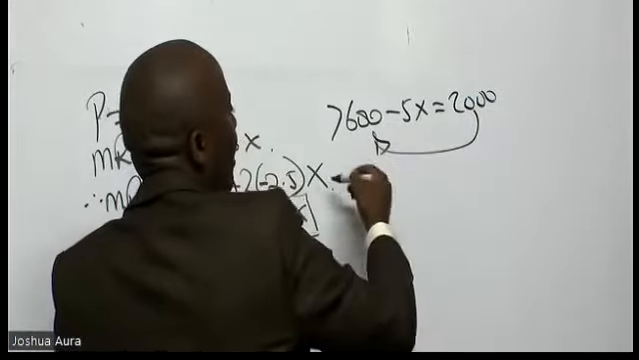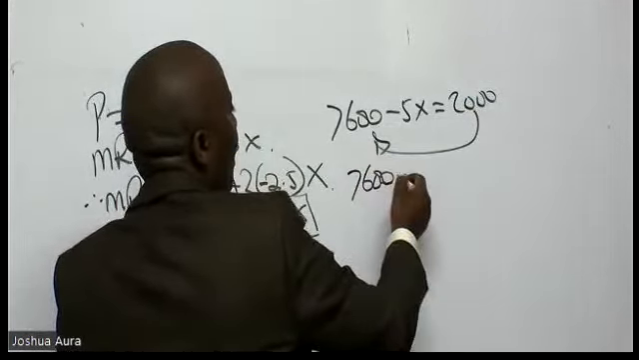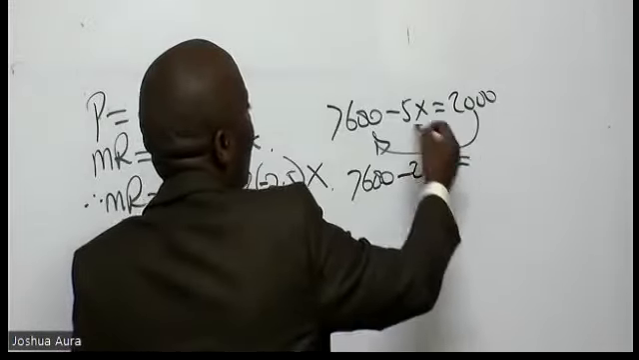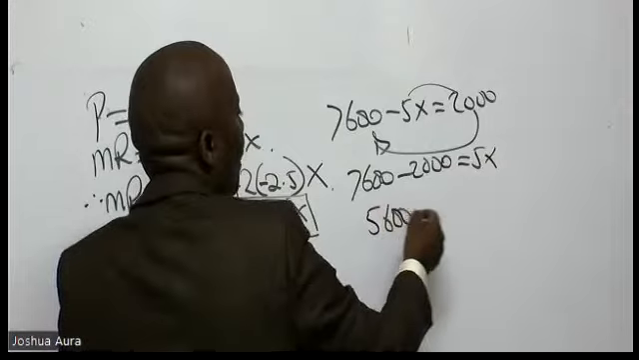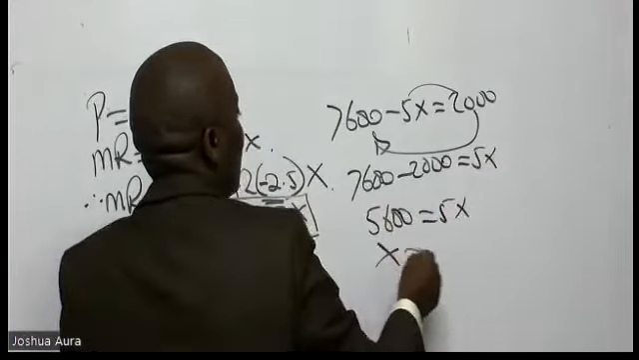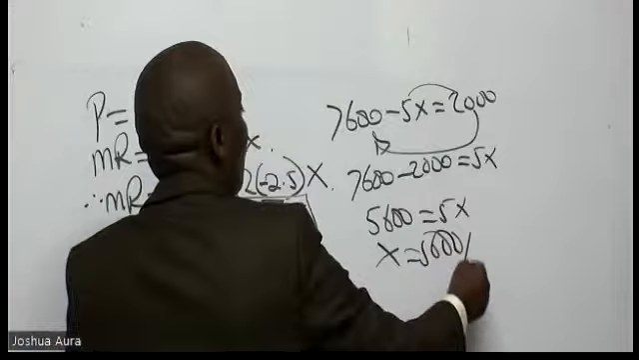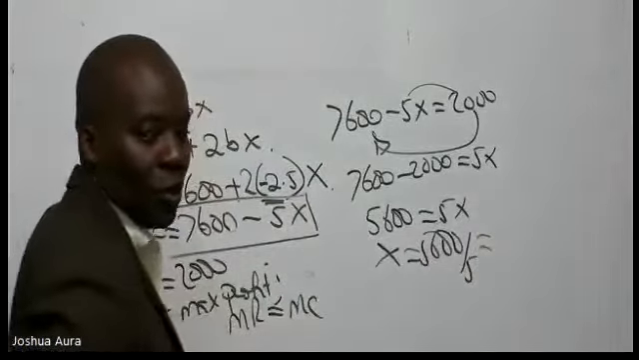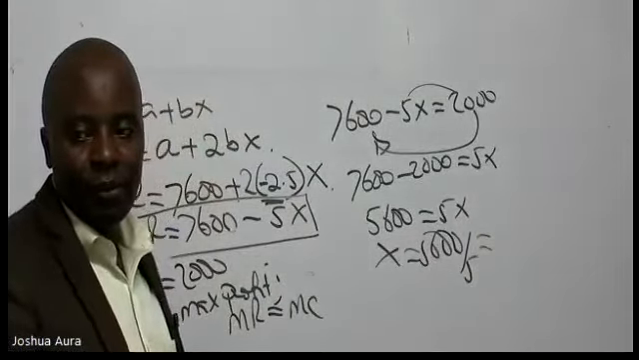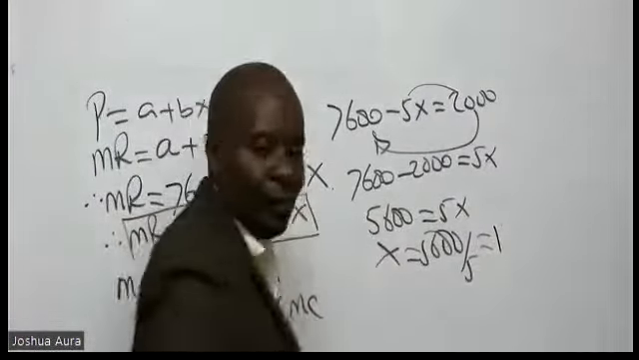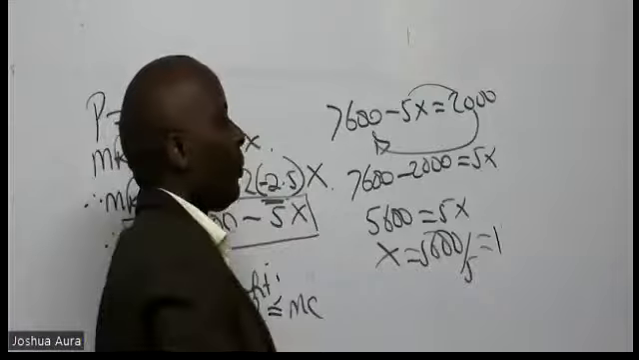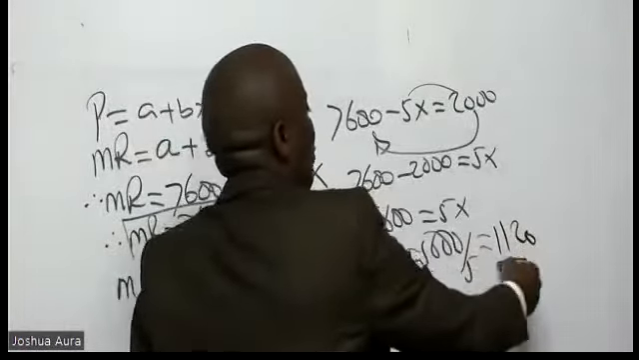So bring this here. So it will be 7,600 minus 2,000 equals 5X. So this will be 5,600 equals 5X. X will be 5,600 over 5, which will end up giving us what figure? X is 1,120. Thank you so much.